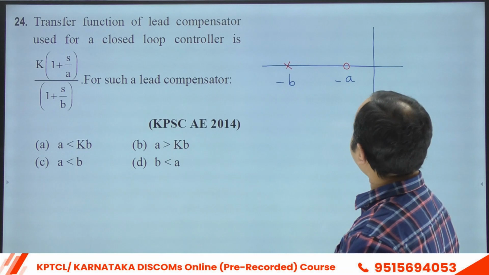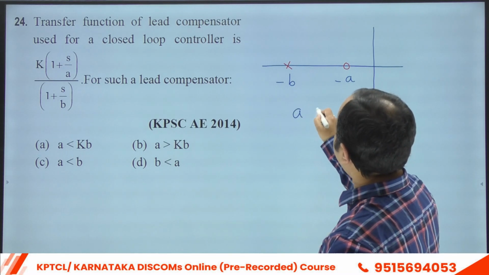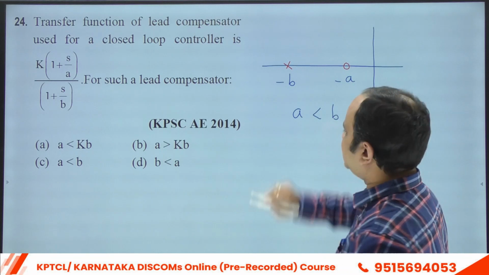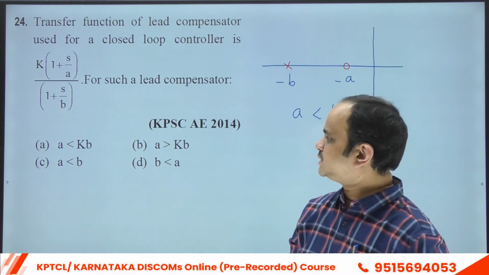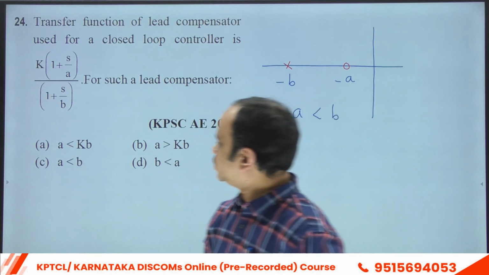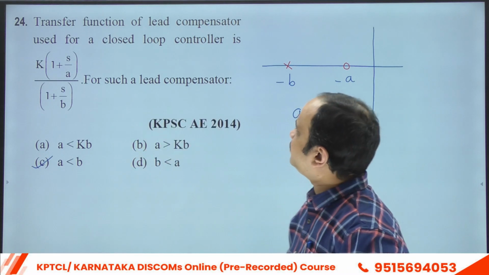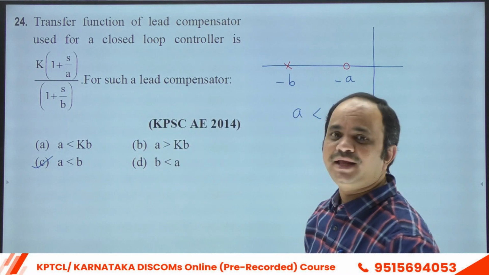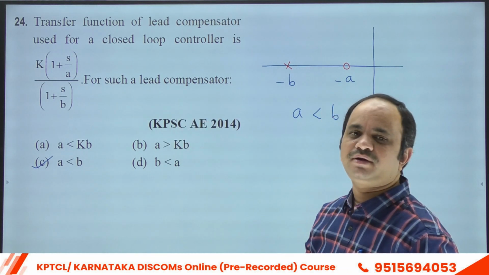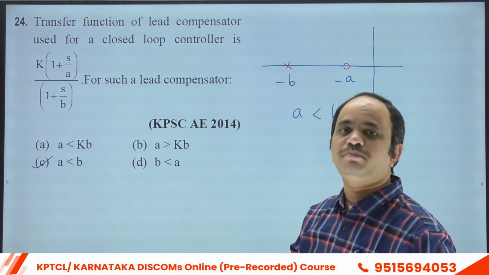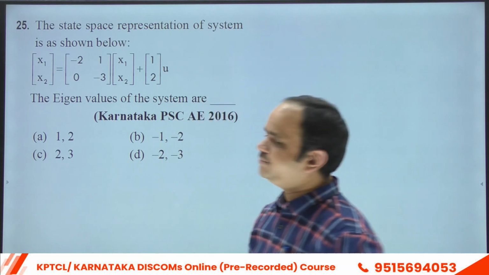Therefore, for this transfer function to be a lead compensator, what is the basic requirement? A should be less than b. Then only the zero will be towards the right-hand side. Okay, so for this, the option will be C. So what is the basic concept of a lead compensator? The phase angle introduced by this compensator, or this transfer function, will be positive. Okay. Now let us move to the next question.